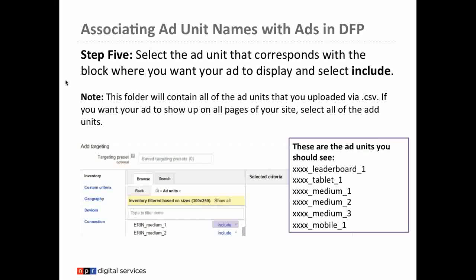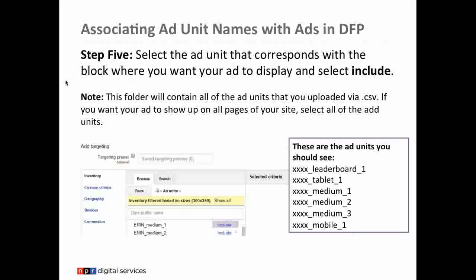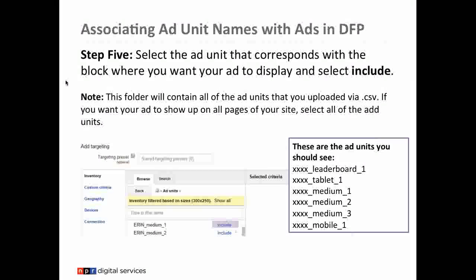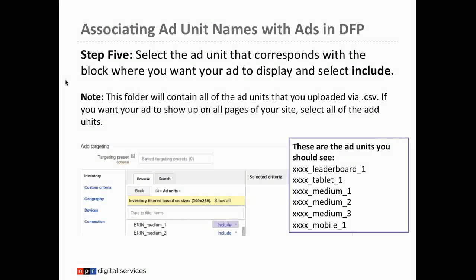So you want to do your inventory sizes first. This will make all of the available ad unit names accessible in DFP for this line item. So add those inventory options.